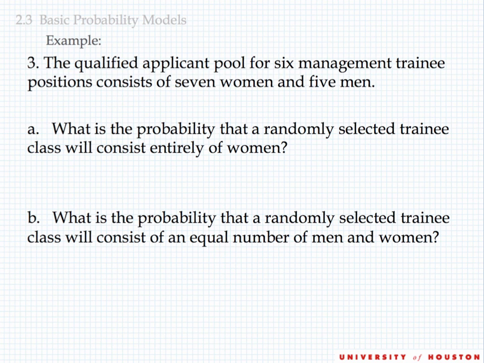Example 3. The qualified applicant pool for 6 management trainee positions consists of 7 women and 5 men. This makes 12 total people that we're choosing from. We're choosing 6 from this management pool, so the number in my sample space would be 12 choose 6. Again, we're using combinations since we do not have order as a factor here.